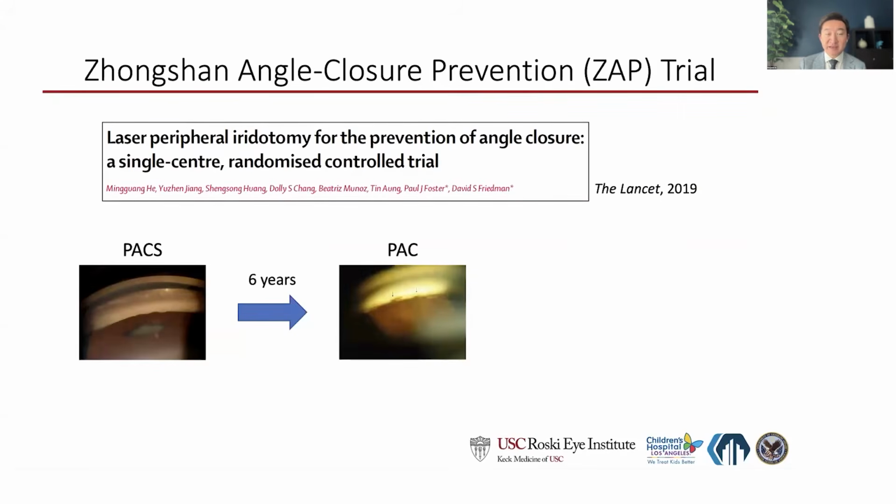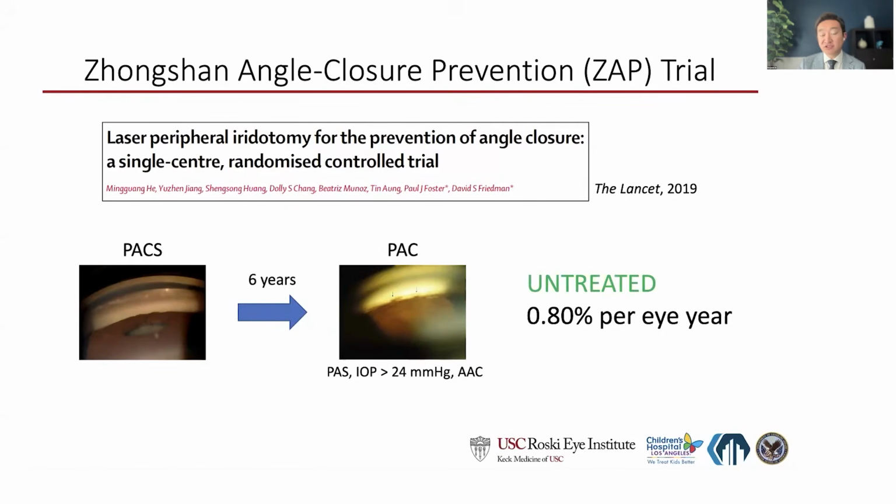Another key study in the field of angle closure was the Zhongshan Angle Closure Prevention Trial, or ZAP trial. The primary purpose of the ZAP trial was to study the effectiveness of laser peripheral iridotomy, or LPI, for preventing the progression of angle closure. This study was a randomized control trial that was conducted in mainland China. And the primary objective of this study was to assess what is the risk of progressing from PACS to PAC over a 6-year period.